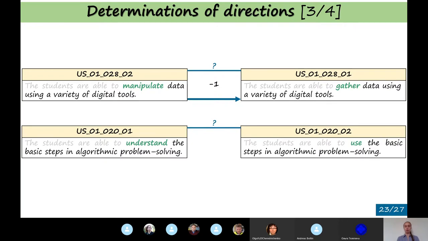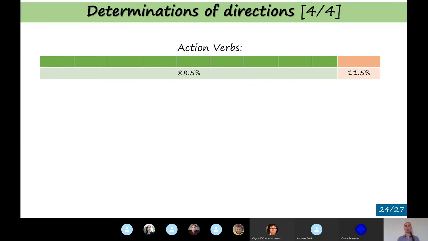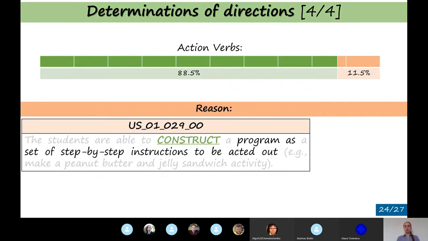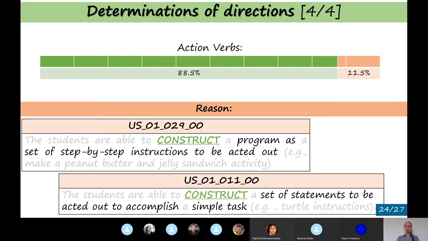In the next example, the action verbs are understand and use. Understand is of a lower level than use. That's why the coefficient of this pair is plus one. That means that the second learning outcome expands the first learning outcome. With this approach, we can automatically determine 88.5% of relations. The reason for undetermined relations is pairs of learning outcomes where action verbs are not representative, for example, both learning outcomes have the same action verb.